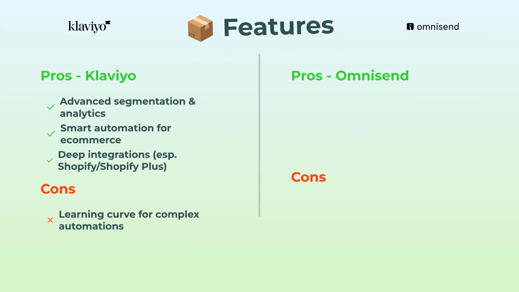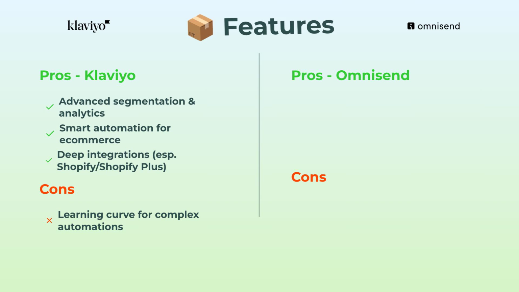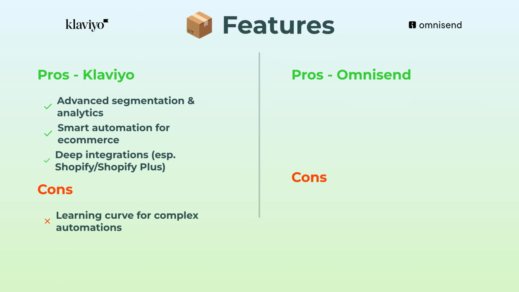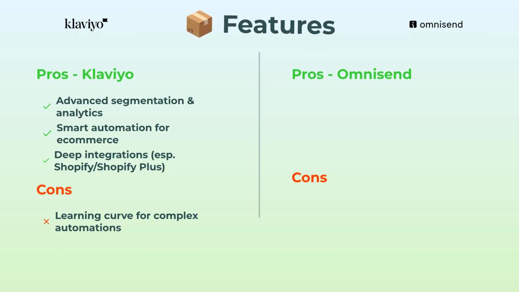Alright, now on to features. Klaviyo, this thing is a powerhouse for advanced segmentation, analytics, and really smart e-commerce automation. Like, it's got all the nerdy stuff if you want to go deep with your data. Tons of integrations, especially if you're on Shopify or Shopify Plus. But fair warning, the more advanced stuff can be a little overwhelming if you're new.